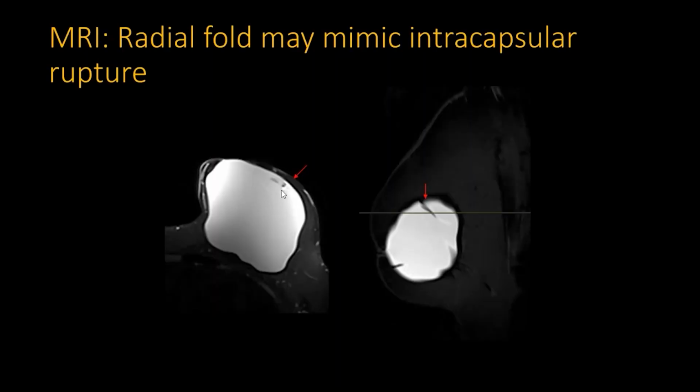Here is the radial fold, which is normal. You can see it on the sagittal view. At the beginning, if you just look at the axial imaging, you may think, hey, that could be an intracapsular rupture presenting as a subcapsular line. So always look at the sagittal as your cross-reference.